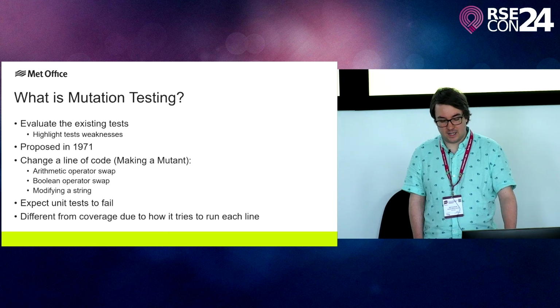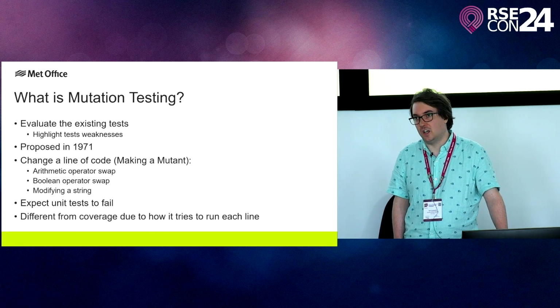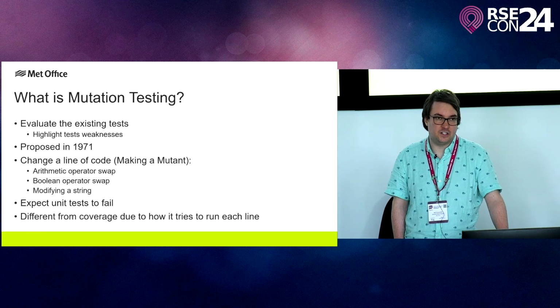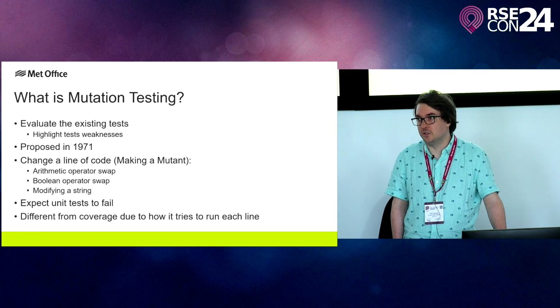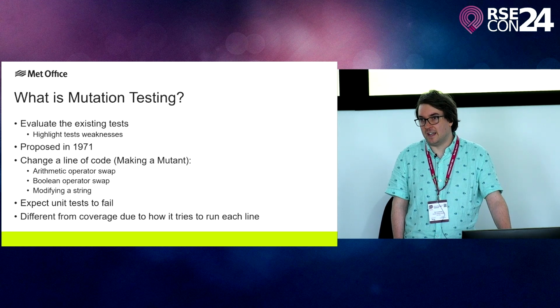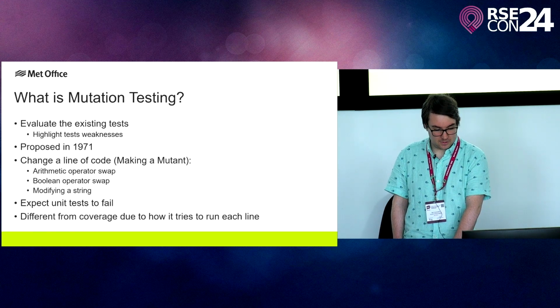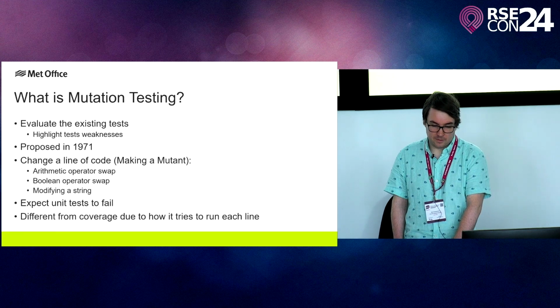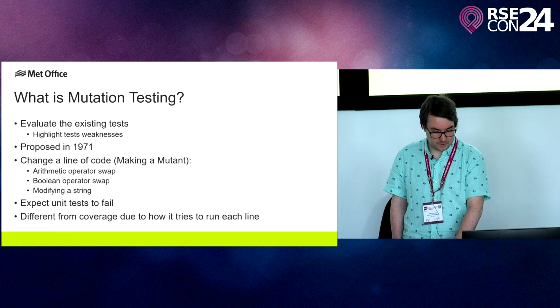And the basic idea is you make a mutant by changing a line of code. That could be anything like changing a true to a false, a plus to a minus, or just changing a number or a string slightly, running your tests again and seeing if it fails, which is then known as killing the mutant. So you want them to fail each time you make that change.